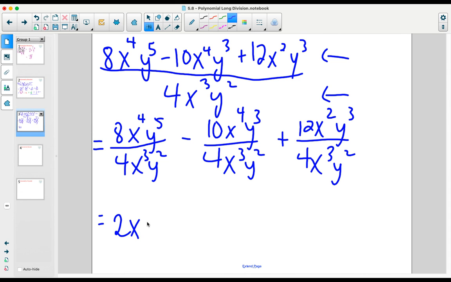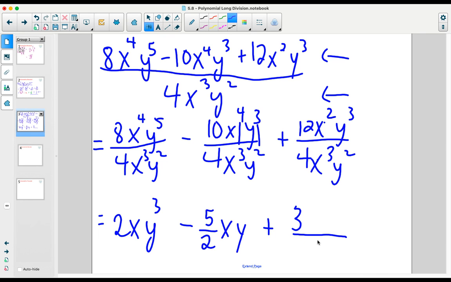We have 1x and 3 y's, subtracting the powers again, thinking back to our exponent rules from Algebra 1. 10 does not divide by 4, but we can simplify it to 5 over 2. We're left with 1x and 1y, subtracting both of those powers. And for the last term, we have a 3 from the 12 divided by the 4. We have one more x in the denominator than in the numerator, but we have one extra y in the numerator, and we end up with 3y over x.